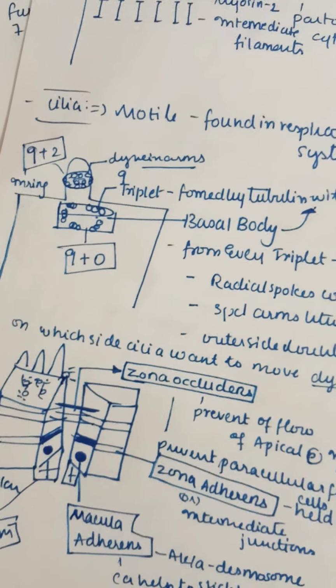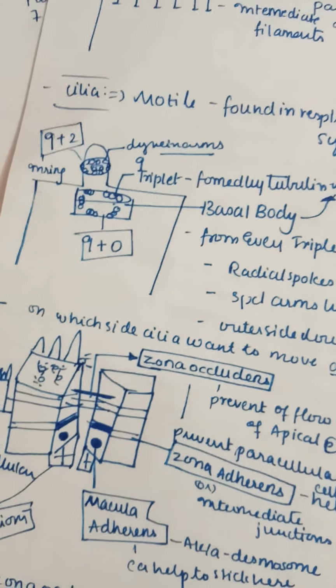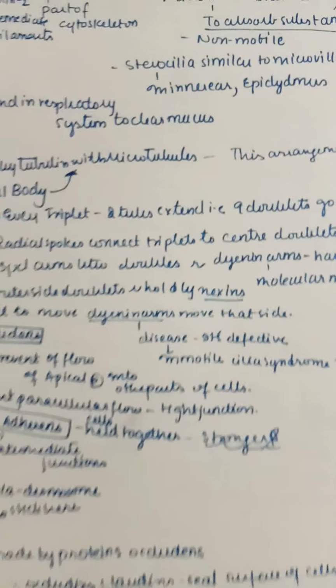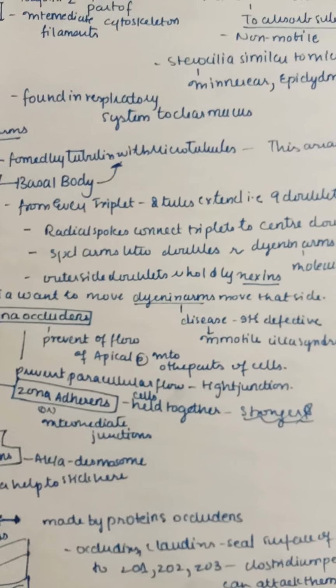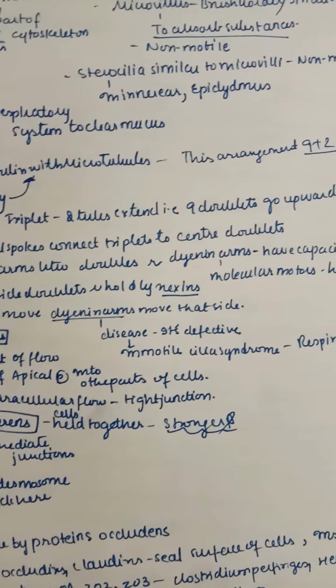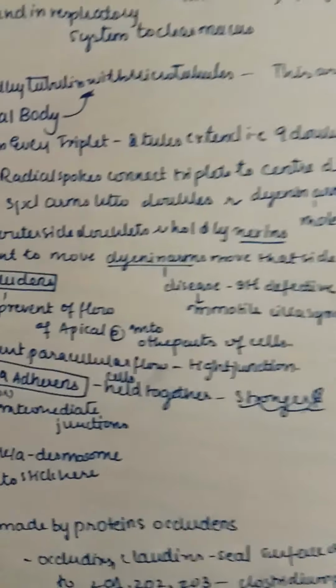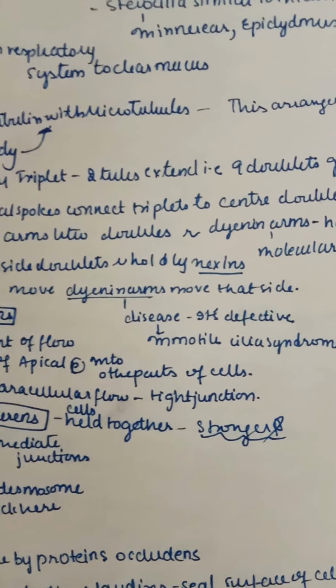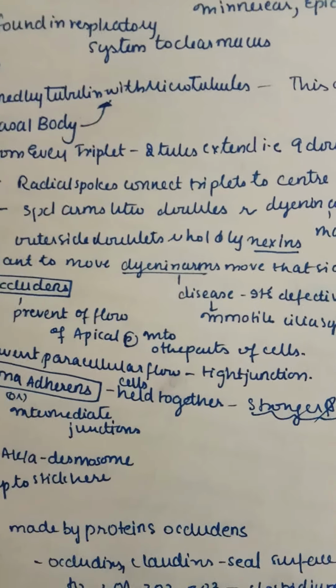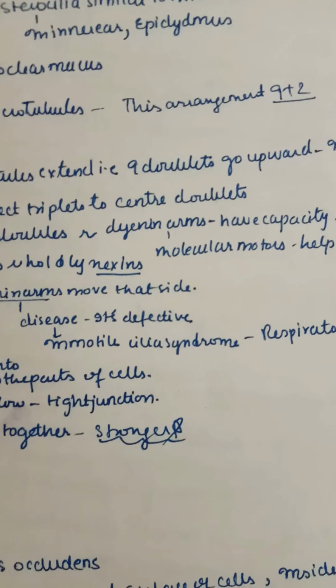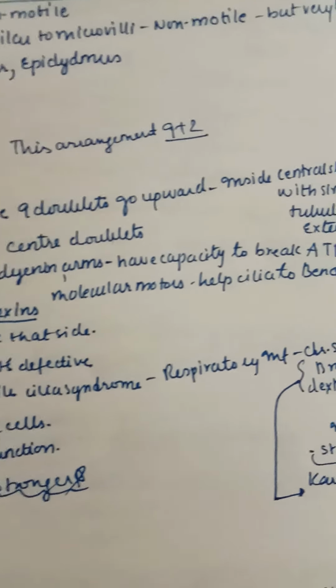So in the outer part we are having the 9+2 array, and then in the basal body we are having the 9+0 array. So here we can check out this theory, that is, from every triplet two tubes extend, that is, the 9 doublets go upward inside the central sheath with a single tubular extension. So here the radial spokes are connecting the triplets to the central doublets, and special arms between the doublets, that is dynein arms, are present, which are molecular motors which help the cilia to bend.